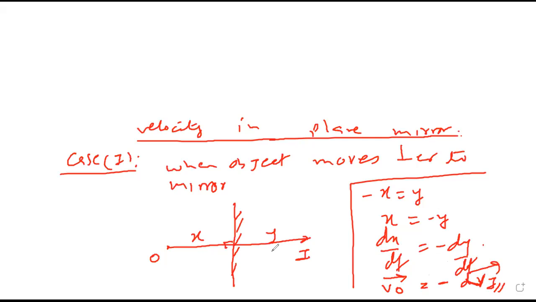Yes. The velocity of the object is opposite of that of the image. See, the image will come on the left side, so I wrote minus here, and the object will go on the right side, I wrote plus. So just write the first formula.